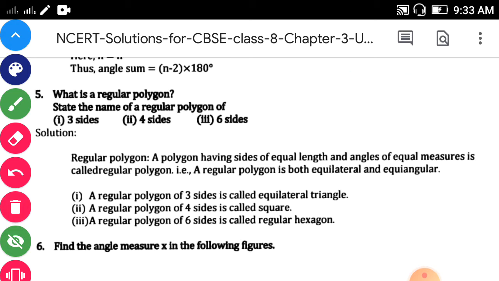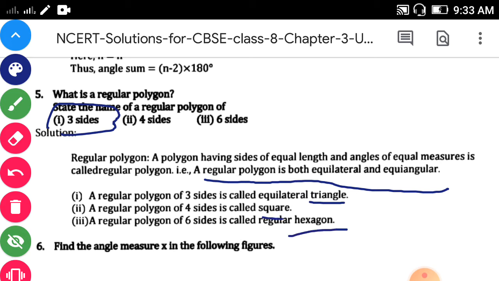These are the examples of regular polygon. A regular polygon is both equilateral and equiangular. So all sides are the same and all angles are the same. When 3 sides are there, what is the name of that polygon? It is a triangle. 4 sides, then square, and 6 sides, then it is a hexagon.